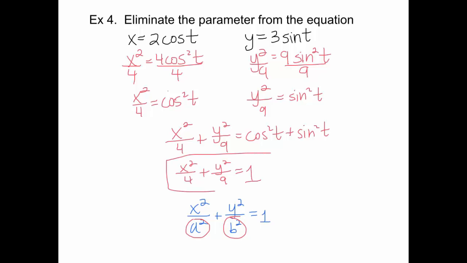And there you have it. It's exactly what we thought it would look like. We have an ellipse whose center is at 0, 0, and is more tall than it is wide, right? Because of that 9 underneath the y squared. That's talking about the vertical axis of the ellipse.